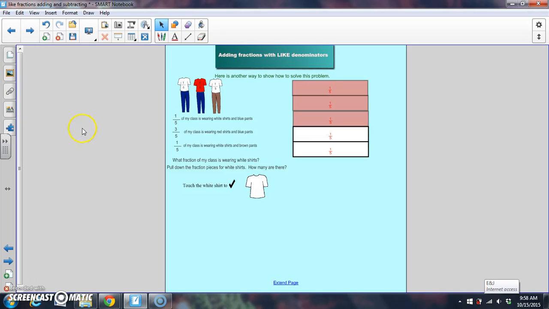Here's another way we could solve it. We could add together 1, 2 parts. There's 3 that are left without being shaded, so 2/5 are shaded.